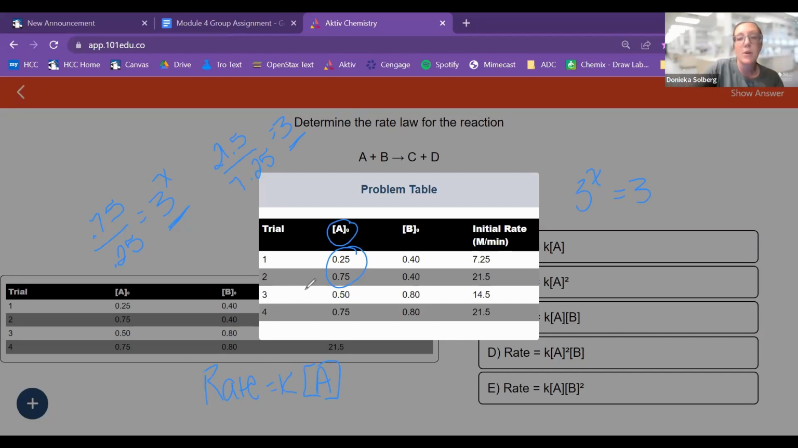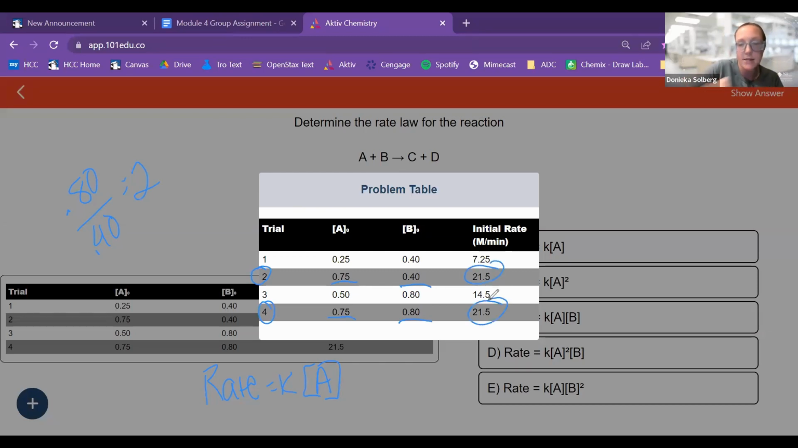Okay, so now I want to look at B. So now I need to find two trials where B changes and A doesn't. Well, A is only constant in trial 2 and trial 4. So I'm going to use 2 and 4. All right, A stayed the same, B doubled. Again, if you can't tell, do the bigger one over the smaller one. That is 2. So I doubled B.